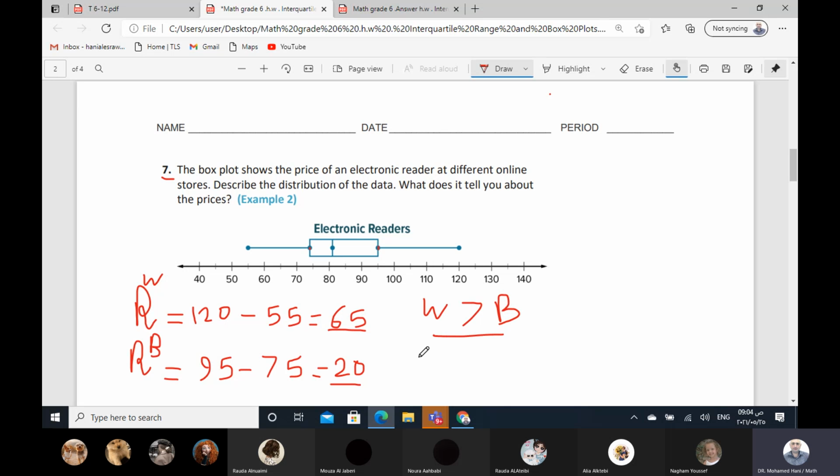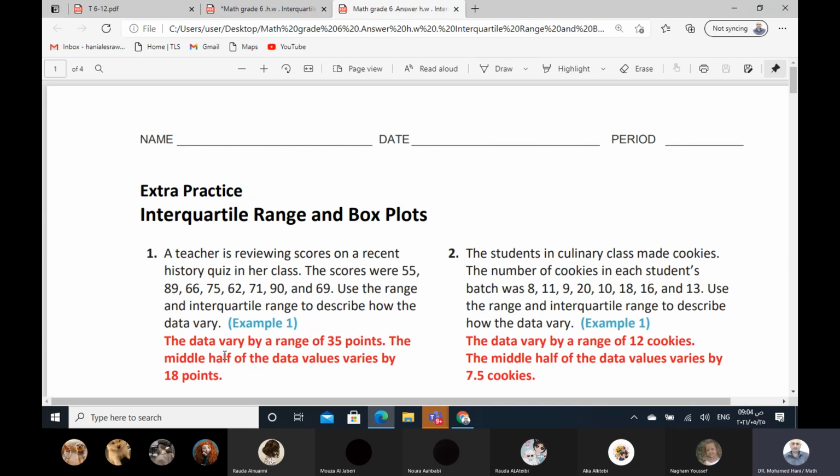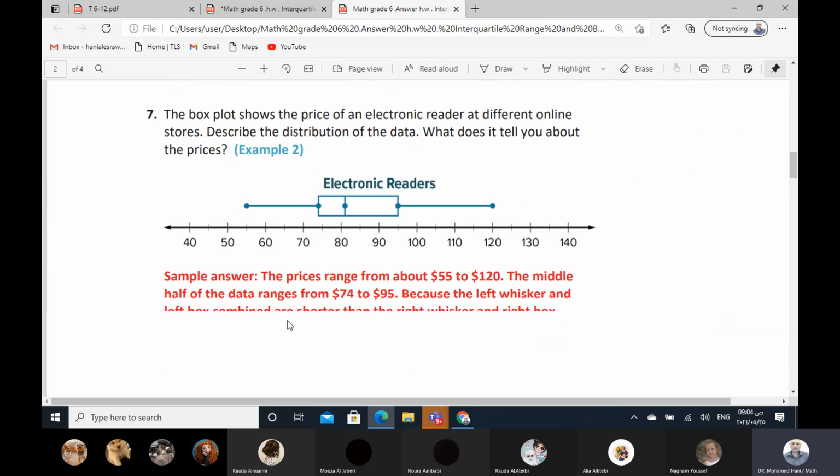What's the meaning here? The data vary by a range of 35 points. The middle half of the data values, the middle half means the box plot between the first quartile and the third quartile, and the range between the biggest value and the smallest value. So the middle half of the data values varies by 18 points. Sorry, not this question. Here.